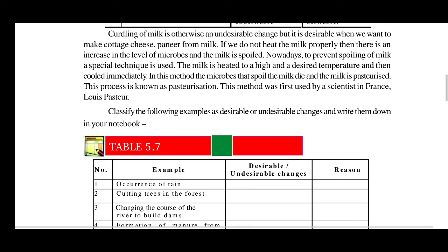If we do not heat the milk properly, then there is an increase in the level of microbes and the milk is spoiled. So nowadays, to prevent the spoiling of milk, a special technique is used. The milk is heated to a high, desired temperature and then cooled immediately. In this method, microbes that spoil the milk die and the milk is preserved. This process is known as pasteurization. This method was first used by scientists in France.